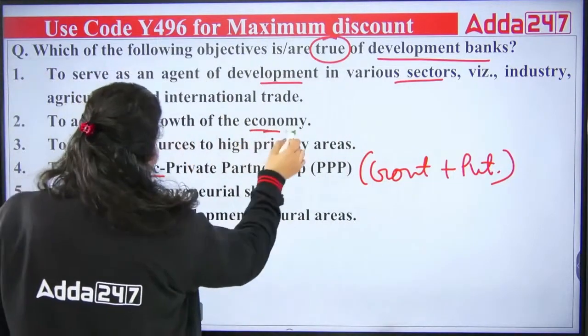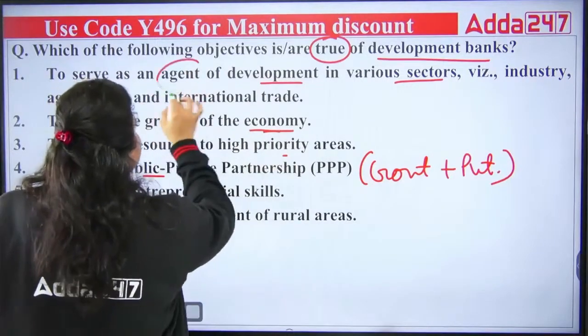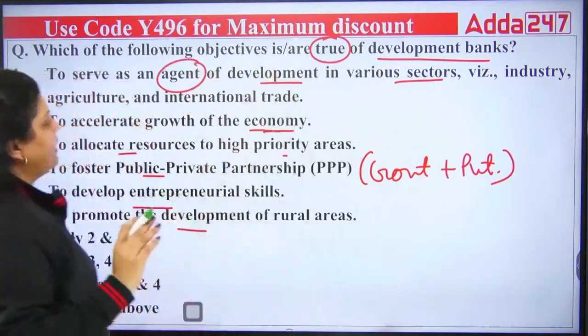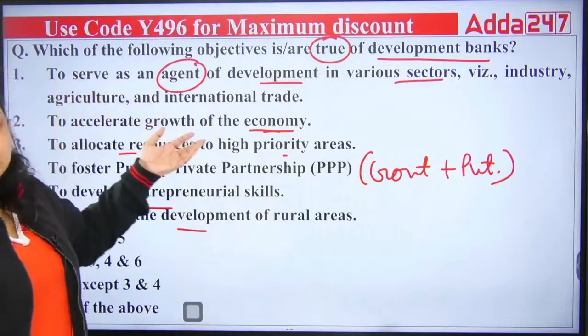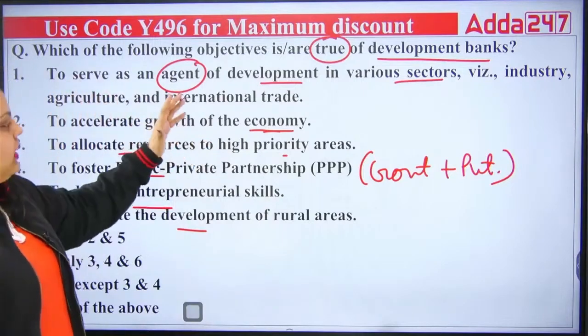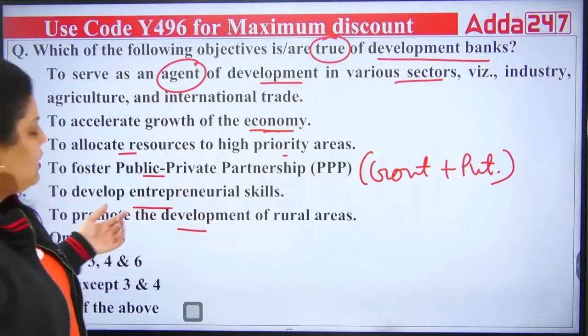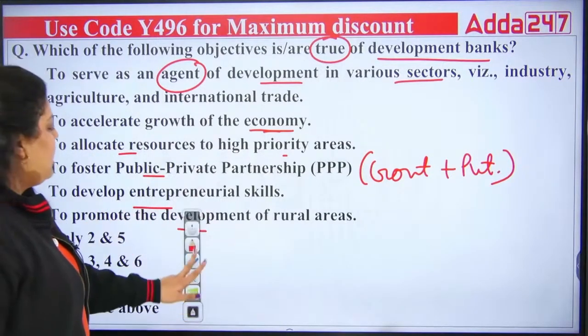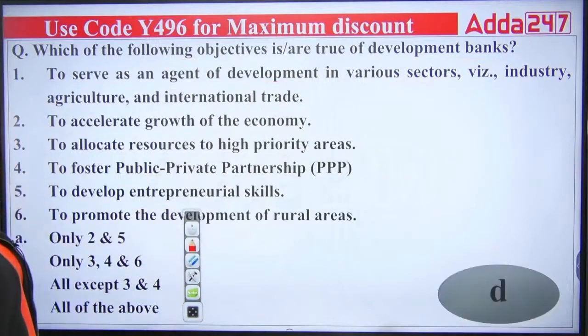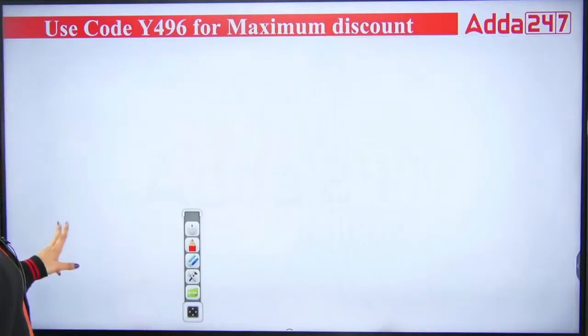Now to accelerate the growth of economy. They also serve as an agent for the development of different sectors like industries. SIDBI and IFCI are working for this. For agriculture, NABARD is working. For international trade, your Exim Bank is working right now. So the right answer is all of the above. All are the objectives of your development banks. Okay, next question.